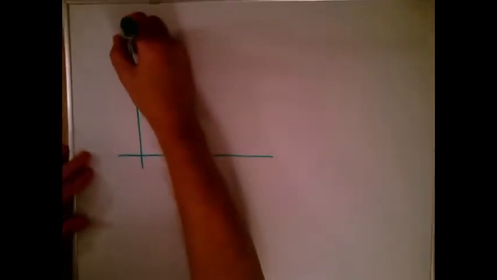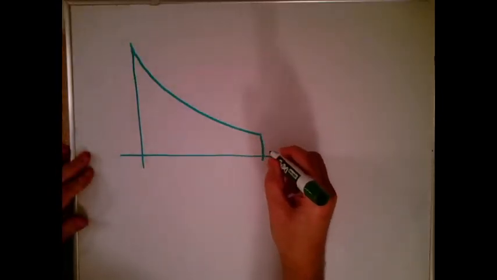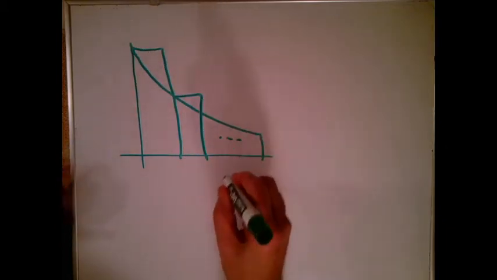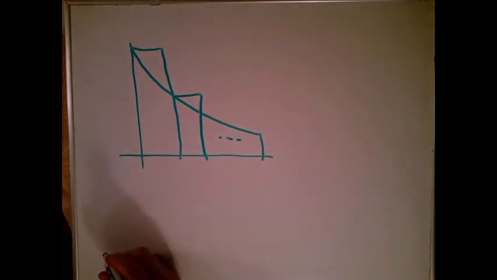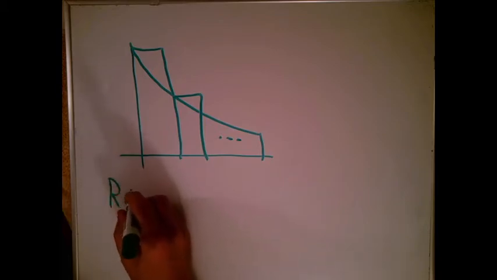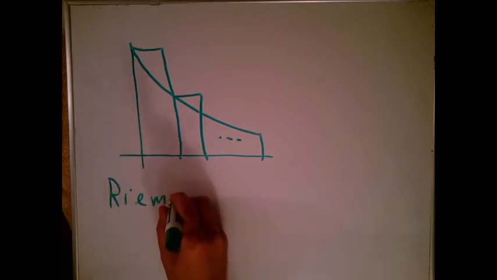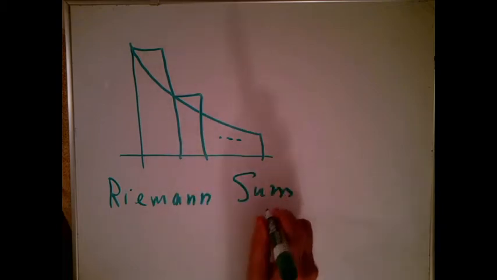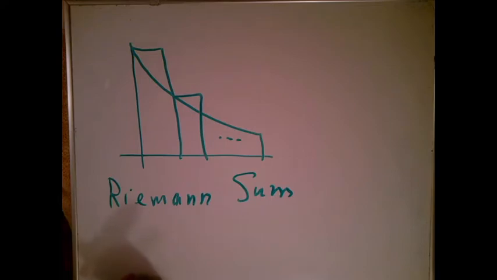Okay, all I want to do here is add some names and notation to the kinds of things we've been doing. So remember, when we looked at stuff from yesterday, we had a graph that looked like this, and we started drawing rectangles, etc. When you add the areas of sums of rectangles, what you get is something called a Riemann sum. That's just going to be the sum of areas of rectangles. We'll give the formula in a second.